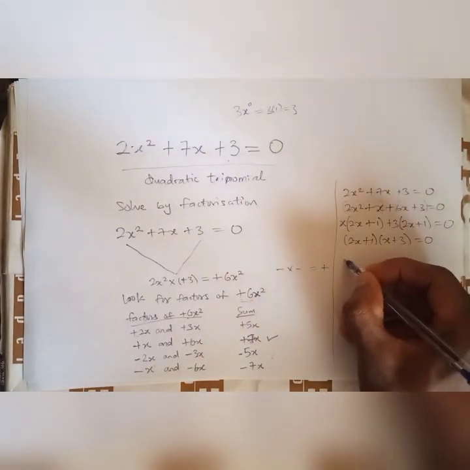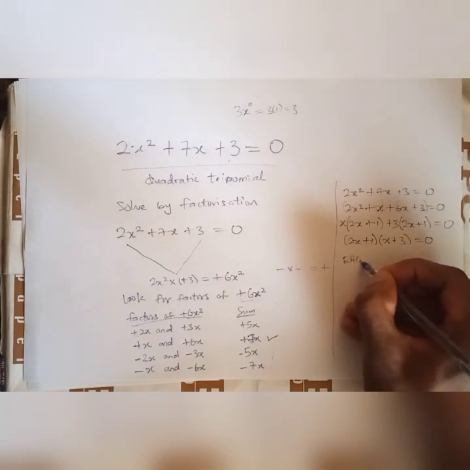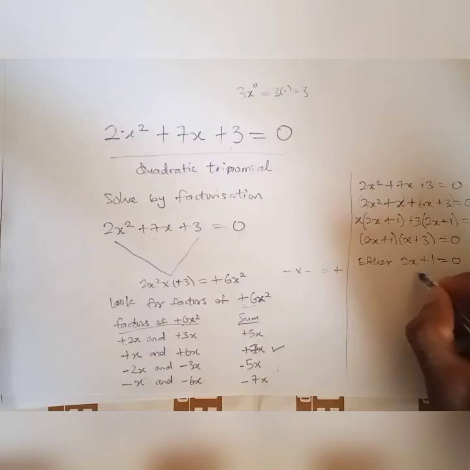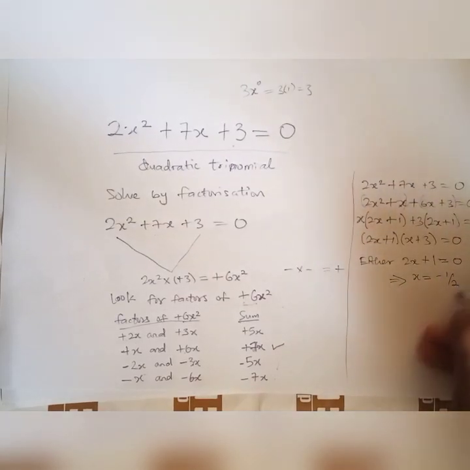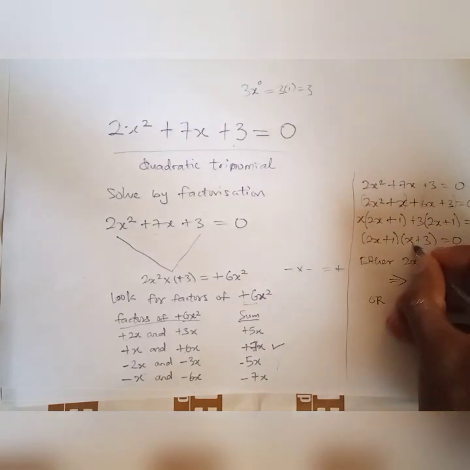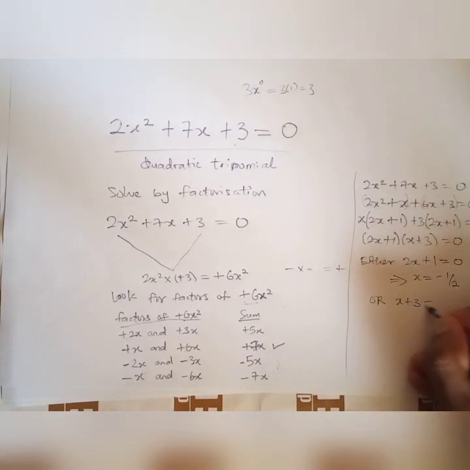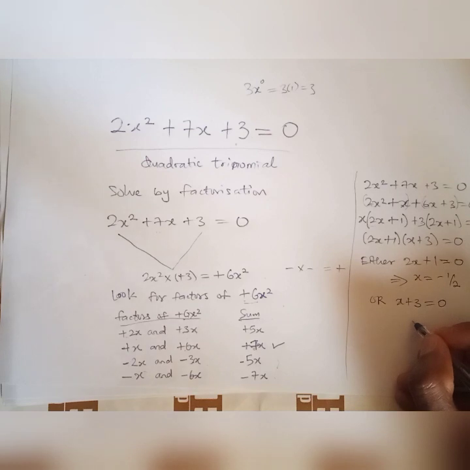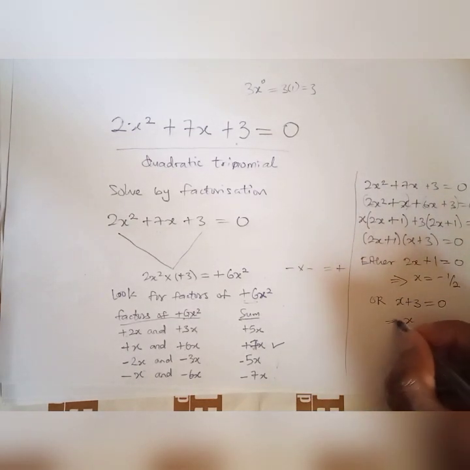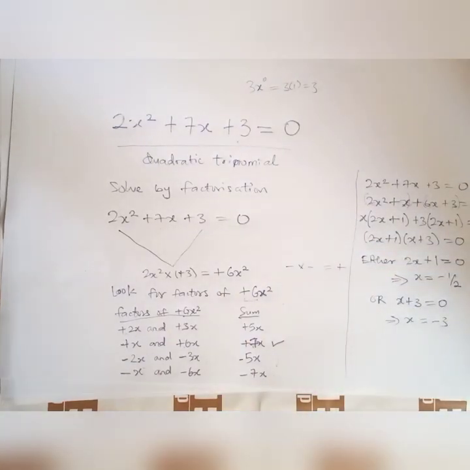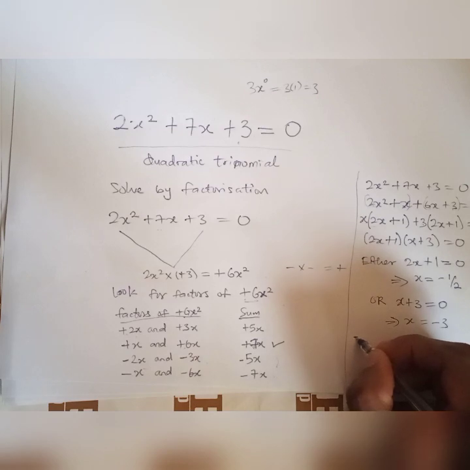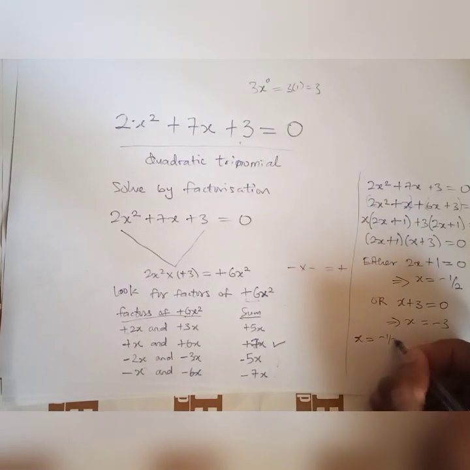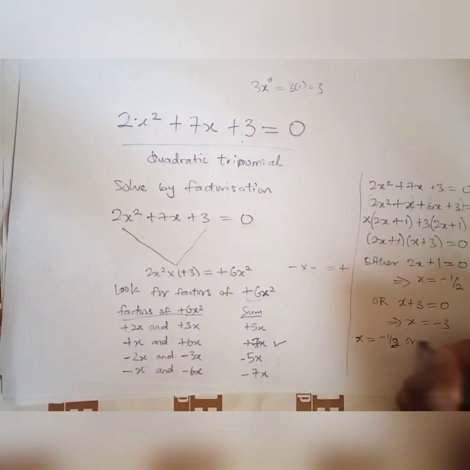So what this means is, either the linear equation, we have x is equal to, which implies that x is equal to minus 1 over 2, or this here, the other in brackets, is equal to 0. When we solve this, we have x is equal to minus 3. So from our solution, our answer is x is equal to minus 1 over 2, sorry, or minus 3.